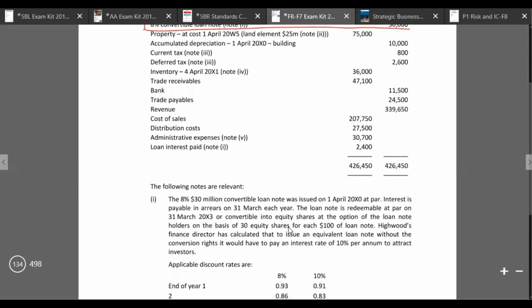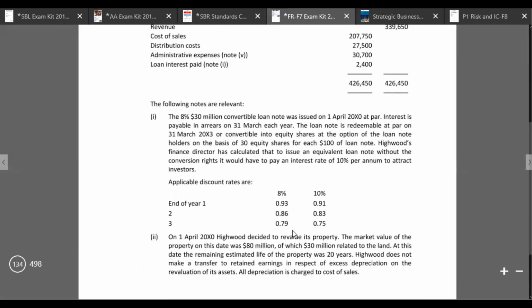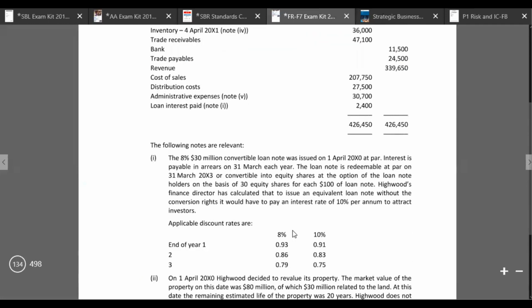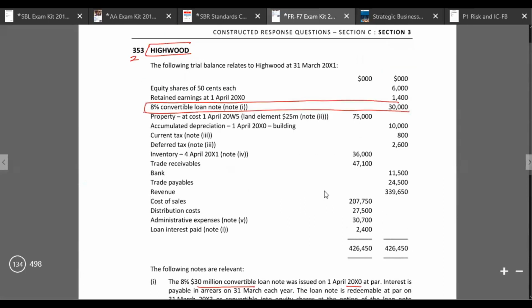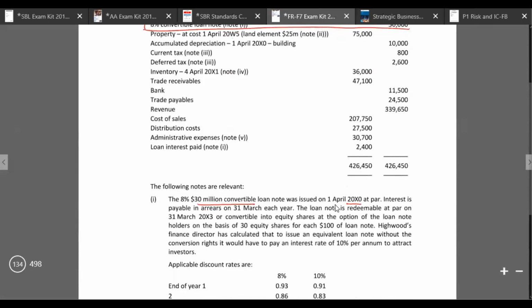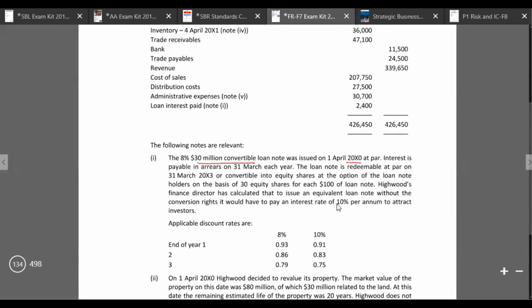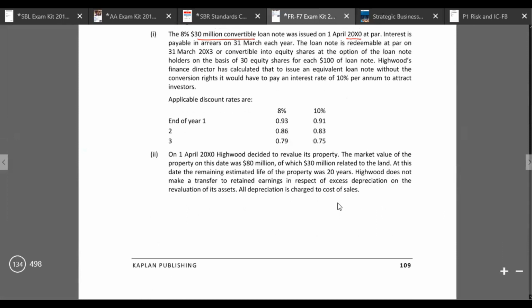So now this is the convertible. Yes, this is what I want to show you. The 8% 30 million convertible loan note. Now this 8% is actually the coupon rate. It was issued on 1st April 20x0, that means at the start of the year, so this is a complete year. Interest is payable in arrears on 31st March each year. The loan note is redeemable at par on 31st March 20x3. So 1, 2, 3 years.